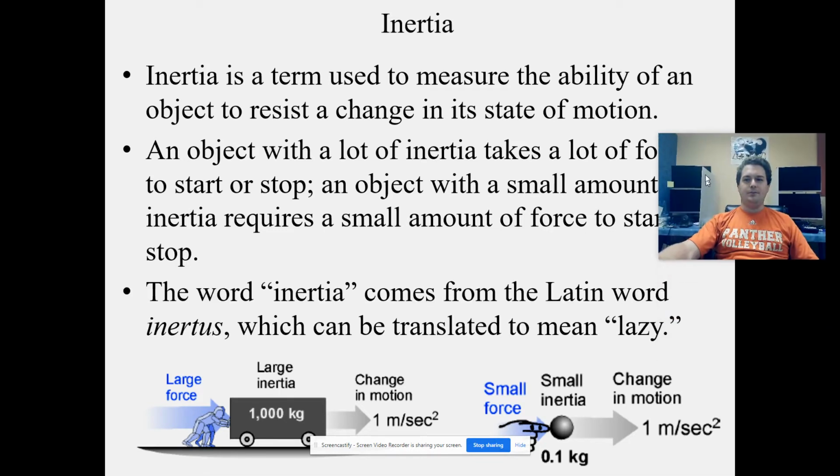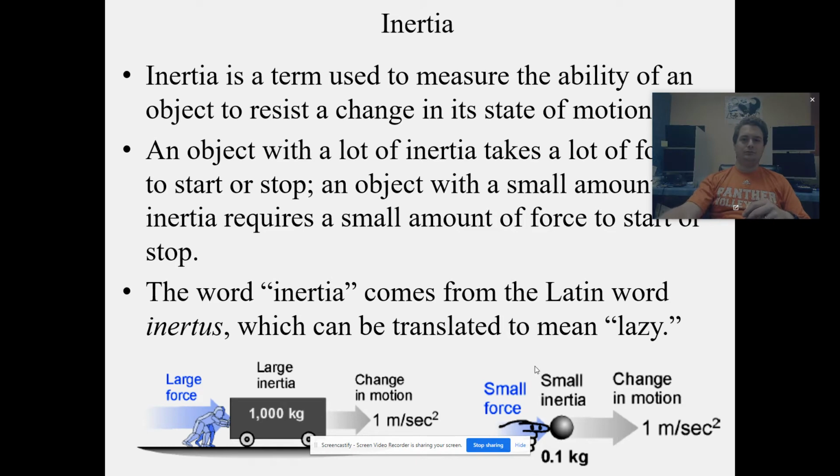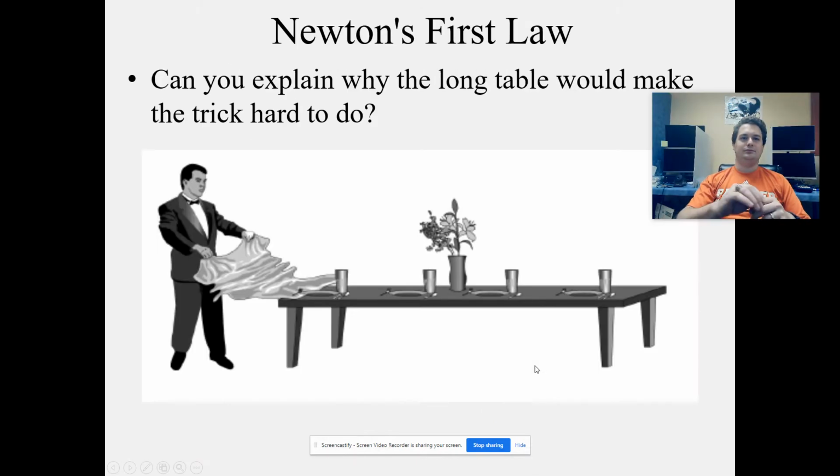The word inertia comes from the Latin word inertus, which can be translated to mean lazy. Okay. So, meaning if you have lots of inertia, you're very lazy. All right.